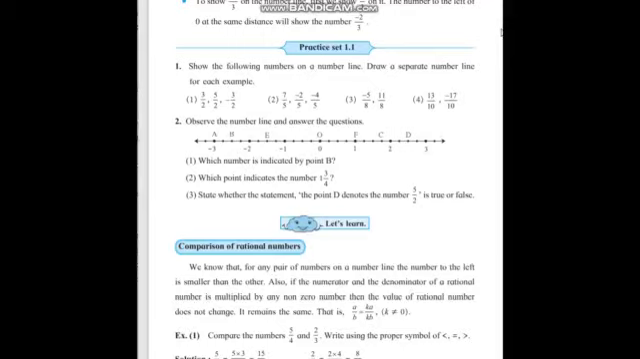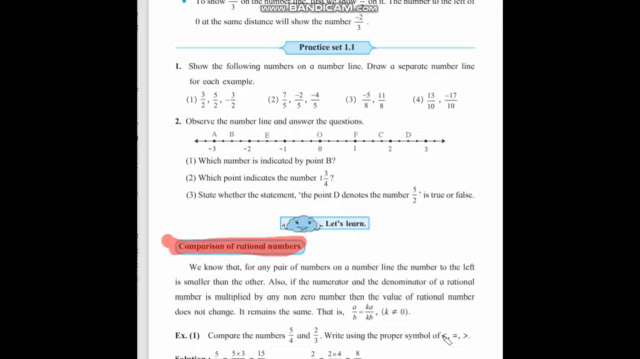Hello everyone. After completing that practice set 1.1, now we will switch to another new topic, that is comparison of rational numbers. So let us see the topic, comparison of rational numbers. Now let us study what will be there in comparison. As we already studied, comparison means what?